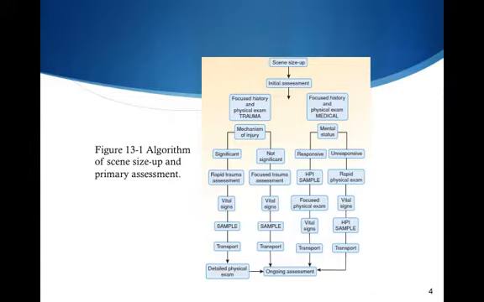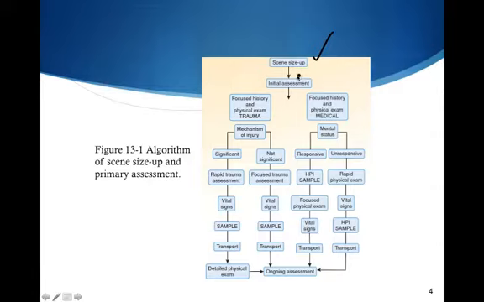This is an overall general algorithm of a scene size-up and primary assessment. We're going to talk through it here for just a second. This is figure 13.1 in your book, and the first thing we do is an initial scene size-up, to determine if the scene is actually safe, if I should be taking cover. Are there any kinds of hazards on the scene? So we really take an overall look at the scene. Just because you're called to a medical call does not mean that there is complication.